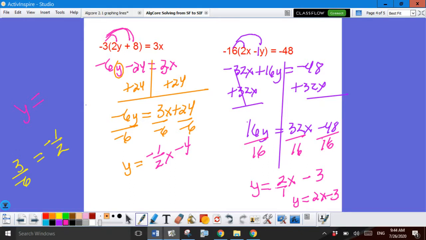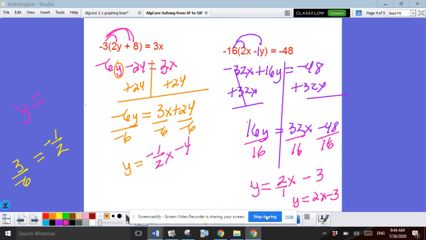Okay, so today you're going to be working on just solving for y again. And then tomorrow what we're going to do is we're going to solve for y in graphs. So we're going to put it together. And I'll see you tomorrow.